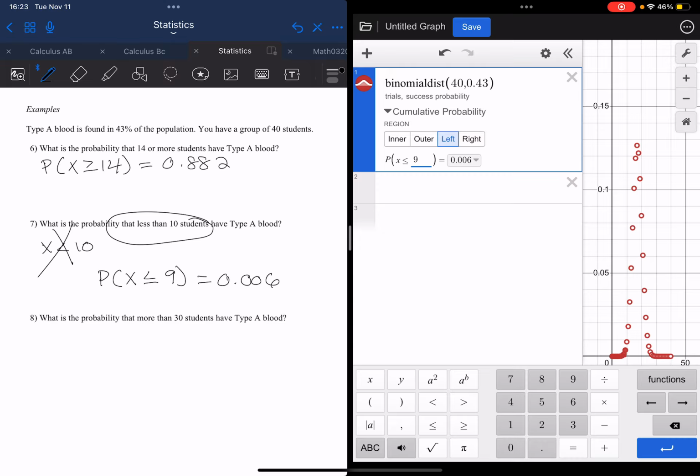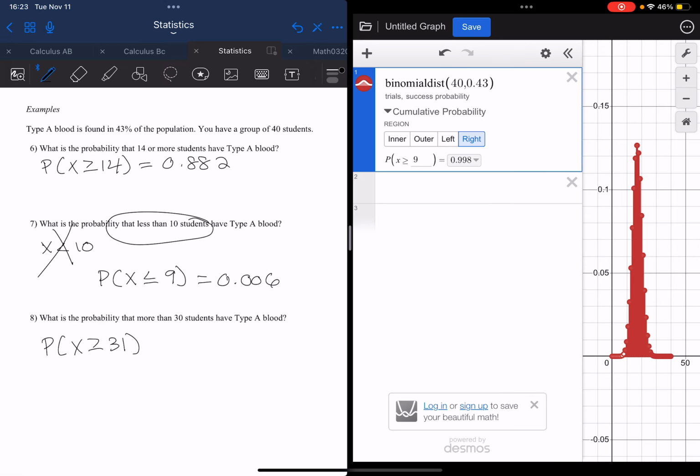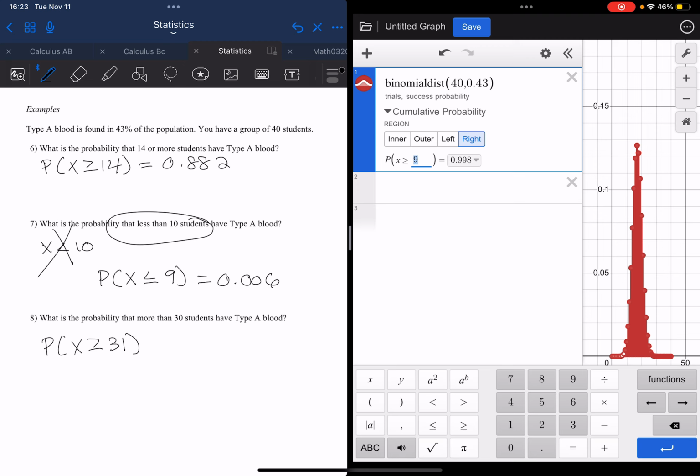And then lastly, what is the probability that you have more than 30 students? That means you're not including 30, you want more than 30. So this is going to be the probability that X is greater than or equal to 31. I'm going to change my region to right, so that's where it's greater than or equal to, and change that number to 31, which gives me the probability of 9.5 times 10 to the negative 6th power, which is a very, very, very small decimal. That's the same as saying 0.00000095. Very small probability.